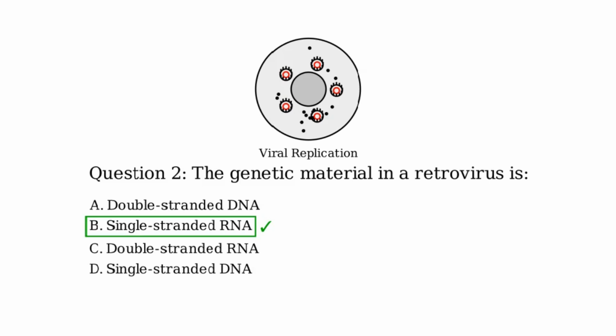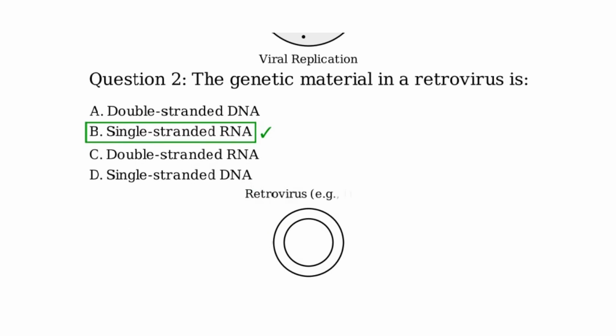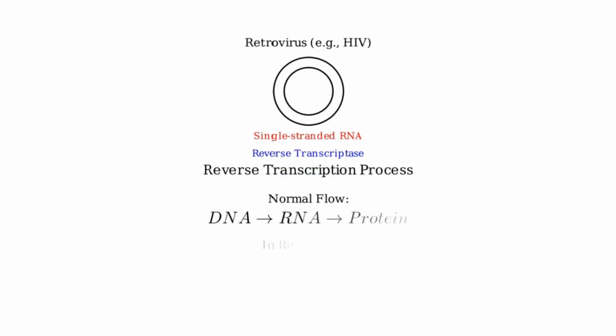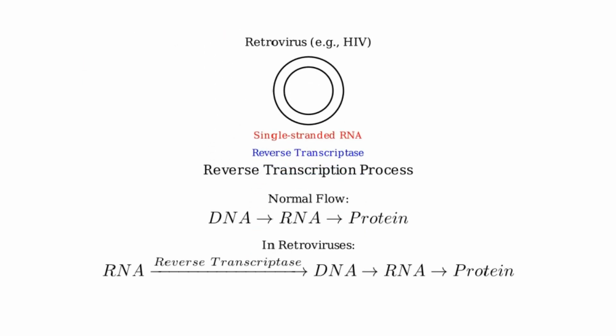Let's visualize the structure of a retrovirus like HIV. A retrovirus contains single-stranded RNA as its genetic material. It also carries a special enzyme called reverse transcriptase. This enzyme allows the virus to convert its RNA into DNA once inside the host cell, which is opposite to the normal flow of genetic information from DNA to RNA. This reverse process is why it's called a retrovirus.